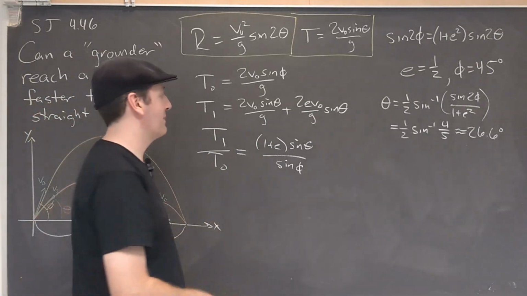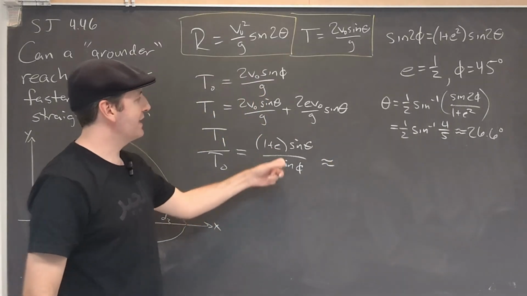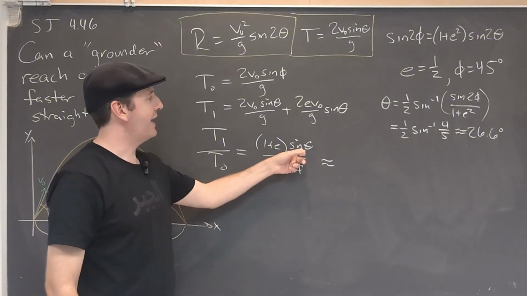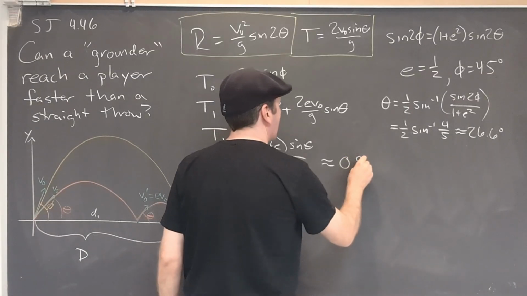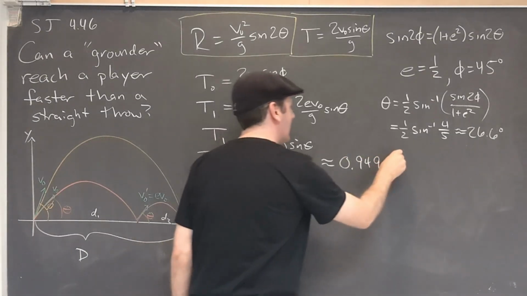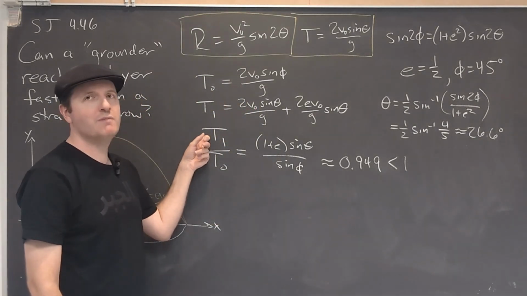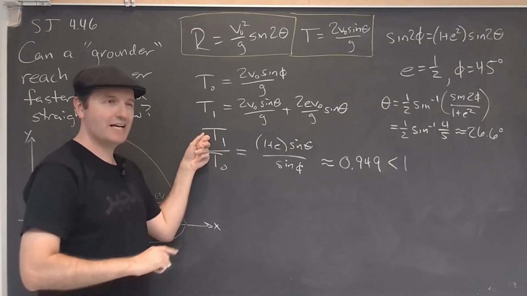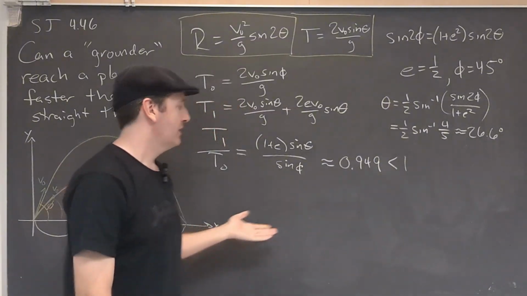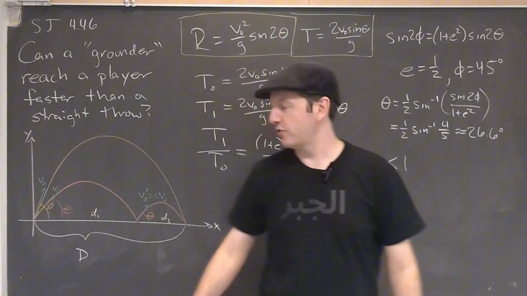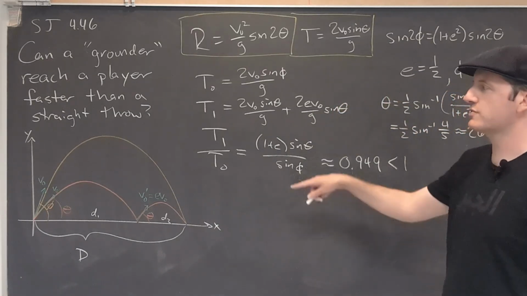But now let's look at the time. So if I go plug that in with a 1/2 right here, a 45 right here, and this angle that we just found here, it turns out that this is about 0.949, which is less than 1. That means that the one bounce path takes less time than the no bounce path by about 5%. That's interesting, right? It means that throwing it with this grounder effect does actually get you there a little bit quicker than throwing it straight away.